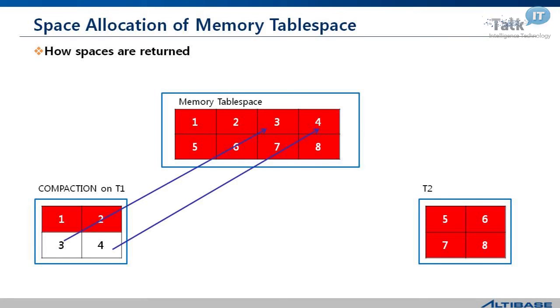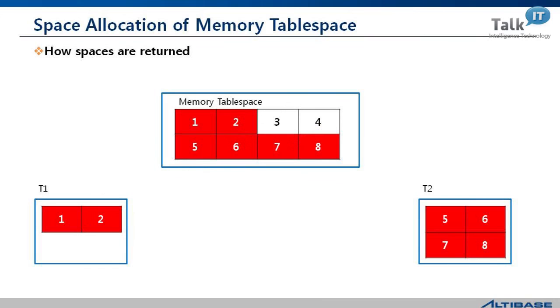As you can see from the diagram, the free pages from T1 are returned to the table space once compaction is executed. So now the free pages, pages 3 and 4, are returned to the table space, and pages 3 and 4 from the memory table space are also changed from used to free. Once pages 3 and 4 from the memory table space are changed from used to free, they are ready to be reused by other tables. So let's try again to insert data into T2 and see whether it works or not.